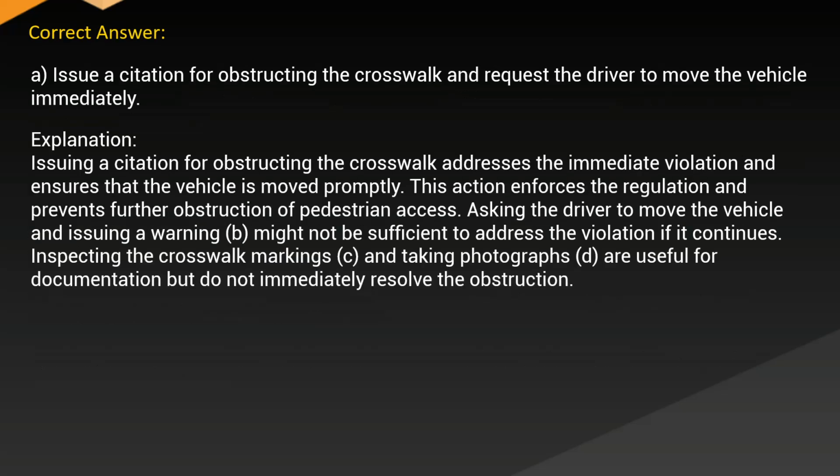Correct answer, A. Issue a citation for obstructing the crosswalk and request the driver to move the vehicle immediately. Explanation. Issuing a citation for obstructing the crosswalk addresses the immediate violation and ensures that the vehicle is moved promptly. This action enforces the regulation and prevents further obstruction of pedestrian access.